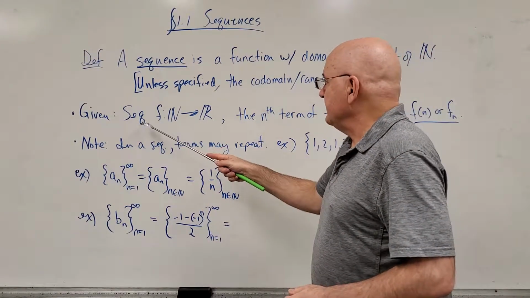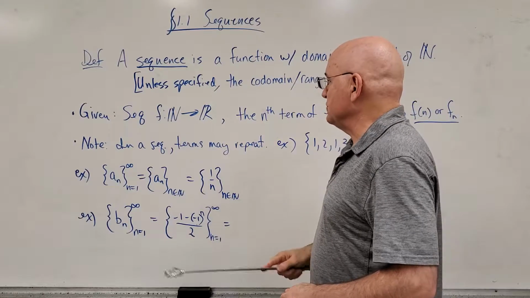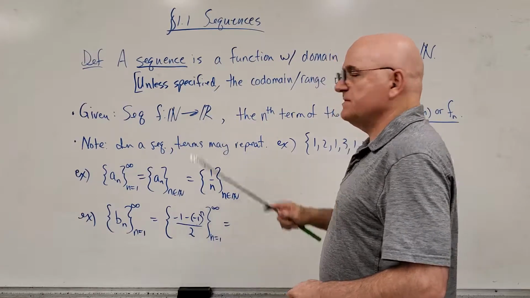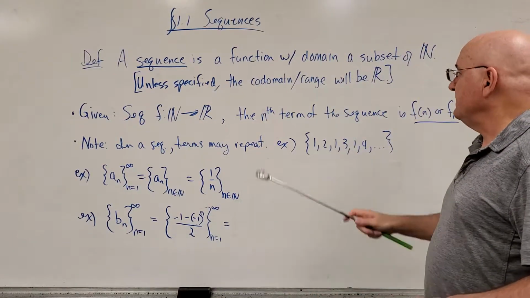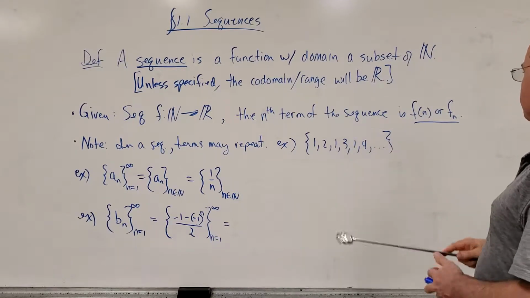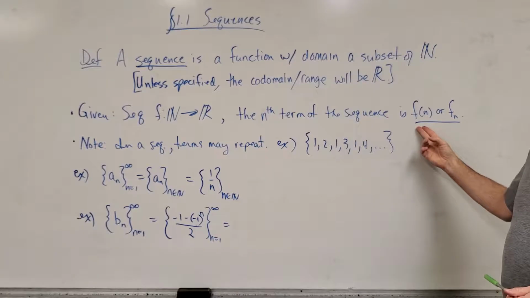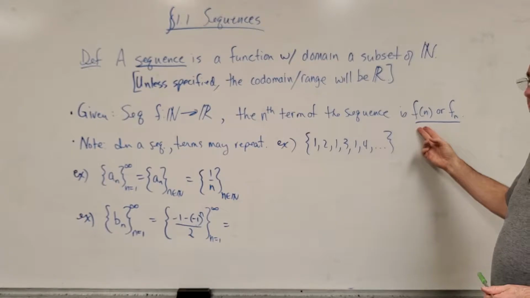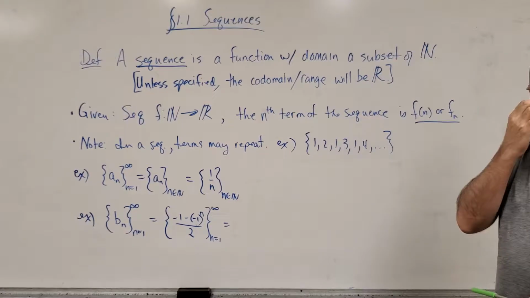Now, given a sequence, which we're writing as the function f mapping the naturals into the reals, the nth term of the sequence is written as f of n. It's a function after all. Or we could just write f sub n.